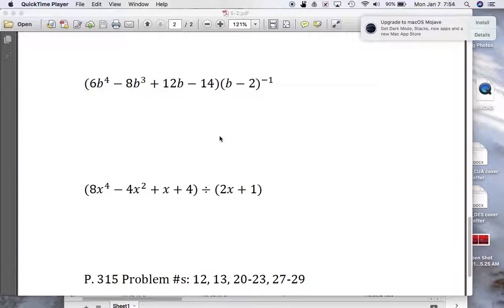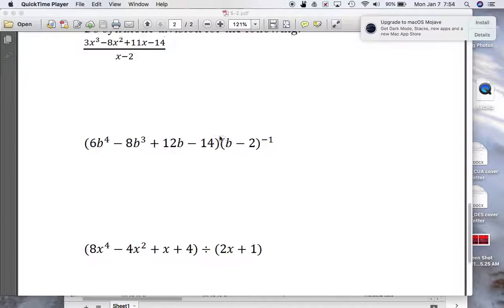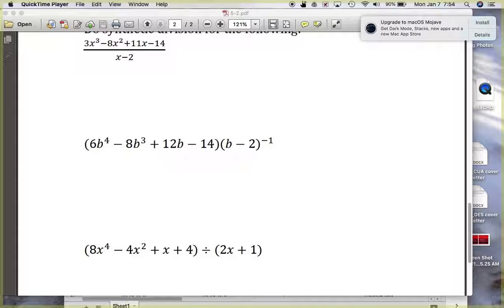All right. I guess I only have a couple left. So I'm going to do this one and then this last one, because that last one actually requires a trick that I need to explain to you. So 2, 3, negative 8, 11, negative 14.